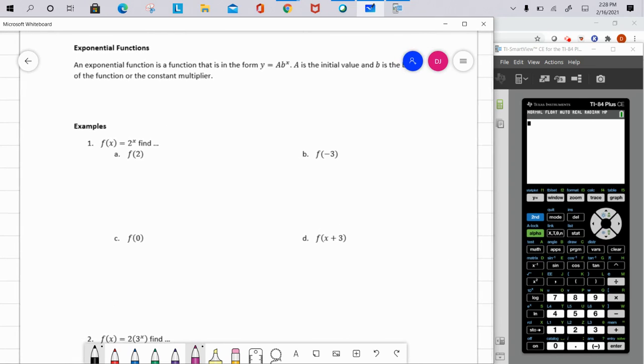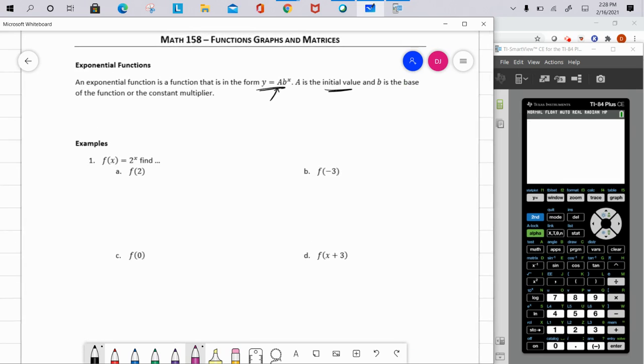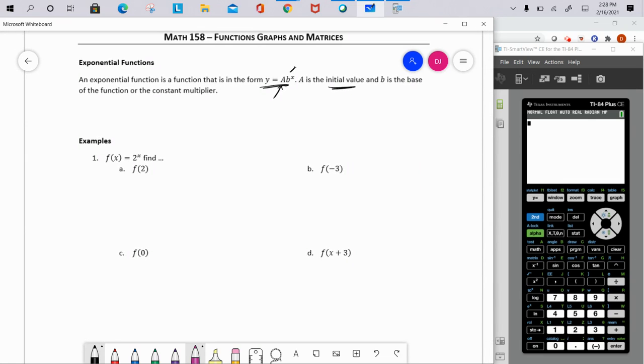Moving on, let's consider that we have what's called an exponential function. We've kind of been working with expressions. What about an exponential function? An exponential function is anything that's written in the form y equals a times b to the x, okay? A is the initial value. B is the constant multiplier. It's a constant, and you constantly multiply by it.